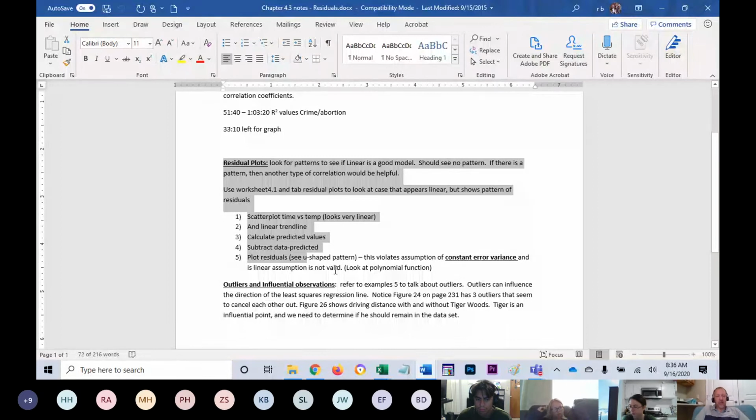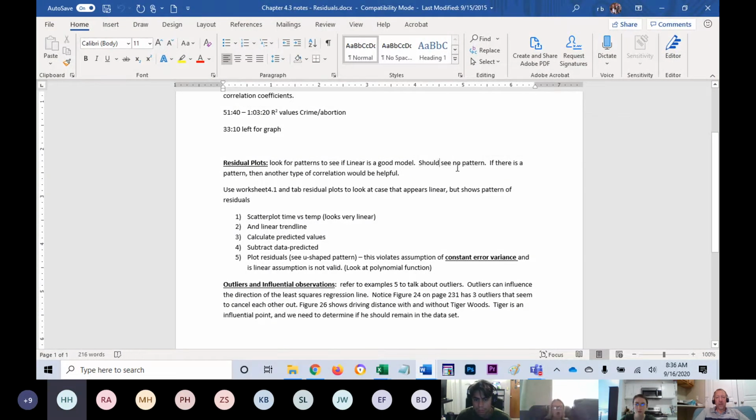The idea here is, now we're going to talk about residual plots, okay? So we're into 4.3 now. So we're going to look for patterns to see if linear is a good model. And the idea here is, it's a good model if you see no pattern, also known as a null plot. You want to see a null plot. And so if there is a pattern, then what that's going to tell you is linear correlation is not a good idea, okay?